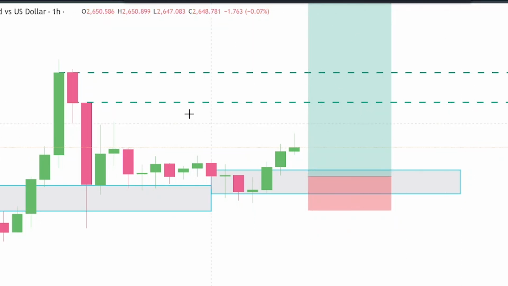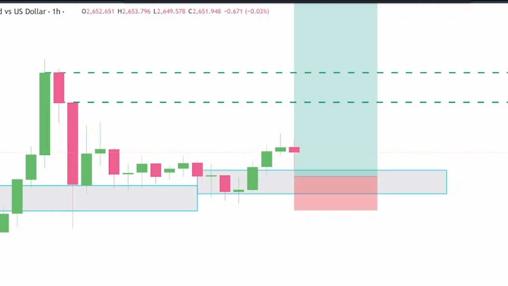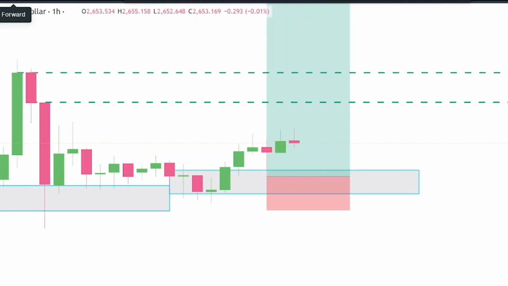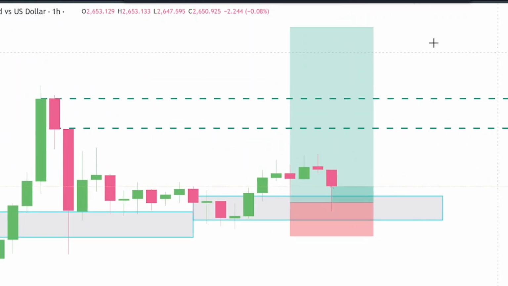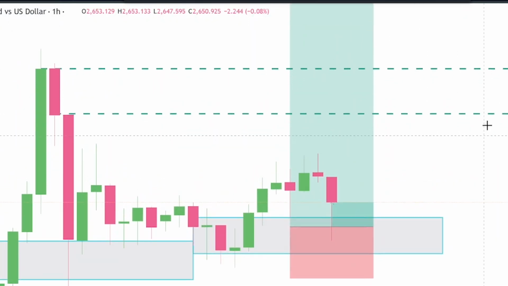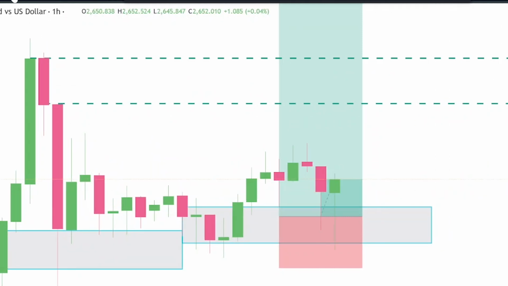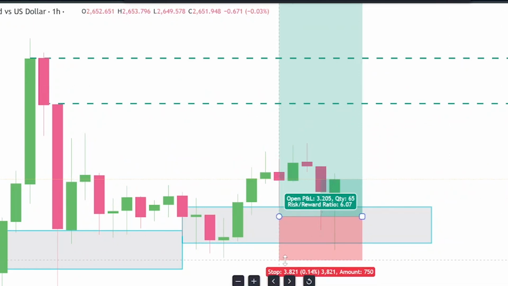Moving down. Okay, let's see. So our order has been activated. Let's see if we can continue in the upside. Okay, we are bullish now. It was so aggressive from this area. So now as we are moving up, the stop loss is here. Let's see if we can get to our target.